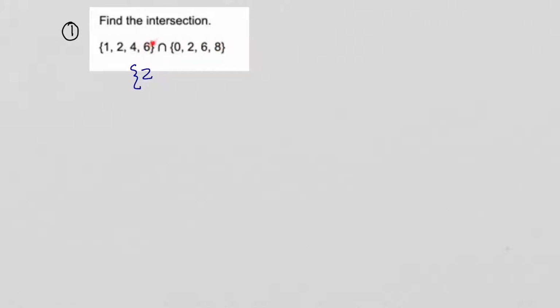Over here there's a 6. There's a 6 here, so 6 belongs because it's common to both. And anything else? Well, that's all that's in this set. Now this set has an 8, but there's no 8 here, so we have the intersection.